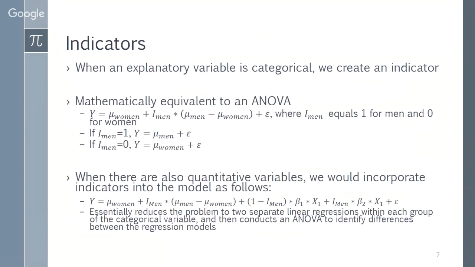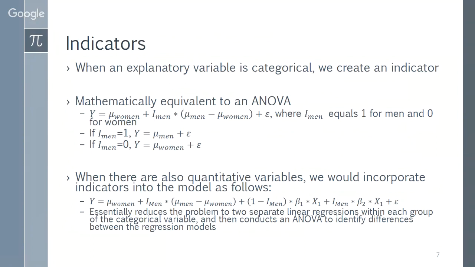Okay. In simple linear regression, we had a rule that the explanatory variables had to be quantitative. That's not actually true. We just kind of made that up for you. Now, ANOVA actually is the same thing as simple linear regression if your explanatory variable is categorical.